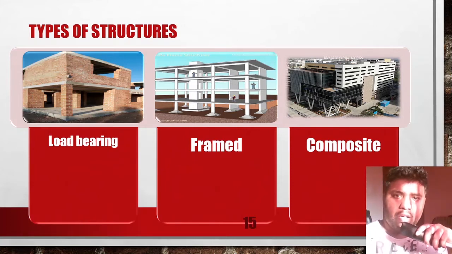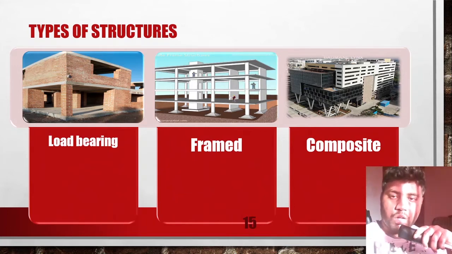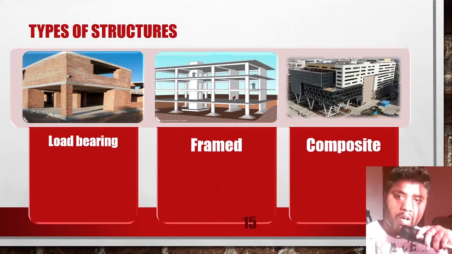What is superstructure? The structure which is constructed above the ground level is known as superstructure, and the construction which is below the ground level, underneath the ground level, is substructure. In substructure we have two parts, foundation and plinth beam. These two will be under the ground, so you can't see them. But you can see walls and all other components, so these all come under superstructure. But here we have another kind of structures like load bearing structures, framed structures, composite structures.